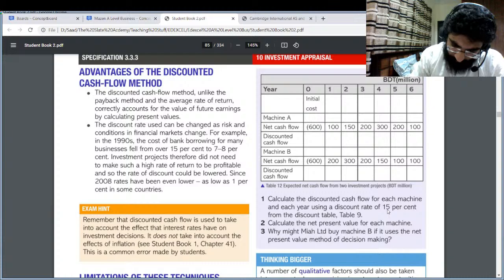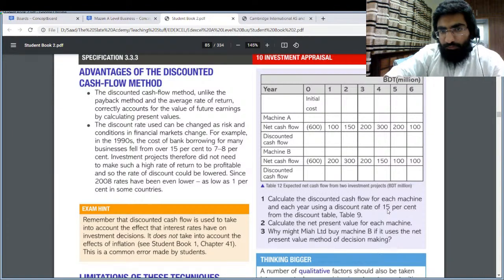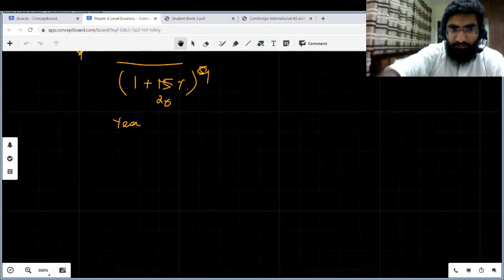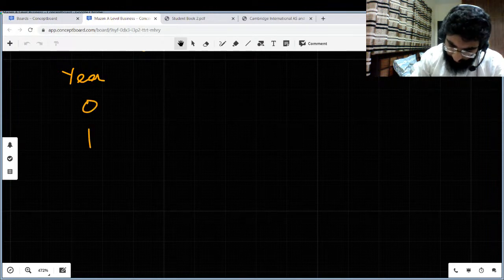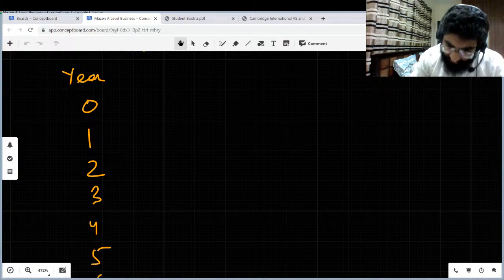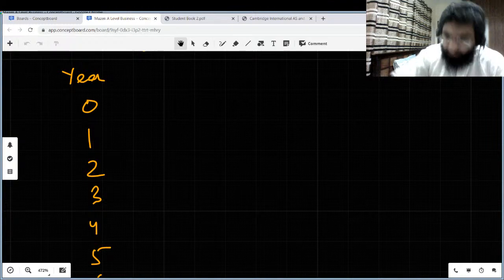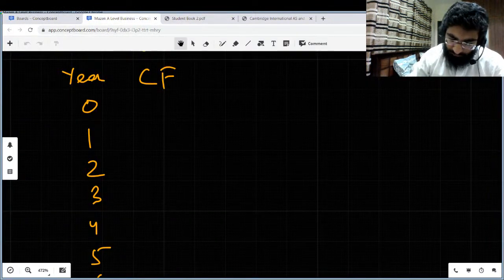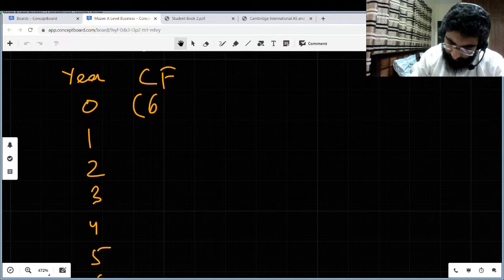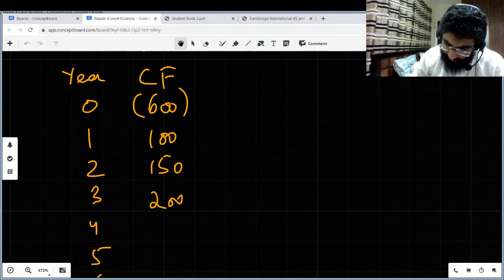So what do I do? I'll do it for machine A. You do it for machine B. Okay. So I write year 0, 1, 2, 3, 4, 5, 6. Then I write the cash flow. Cash flow for year 0 is how much? Negative 600. For year 1 it is how much? 100. Year 2, 150. Year 3, 200. Then 300, 200, 100.